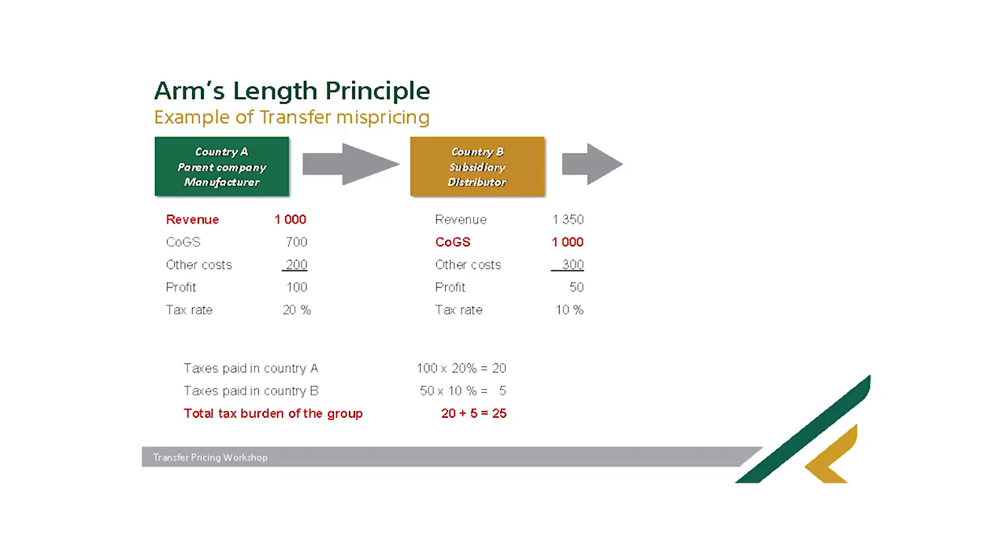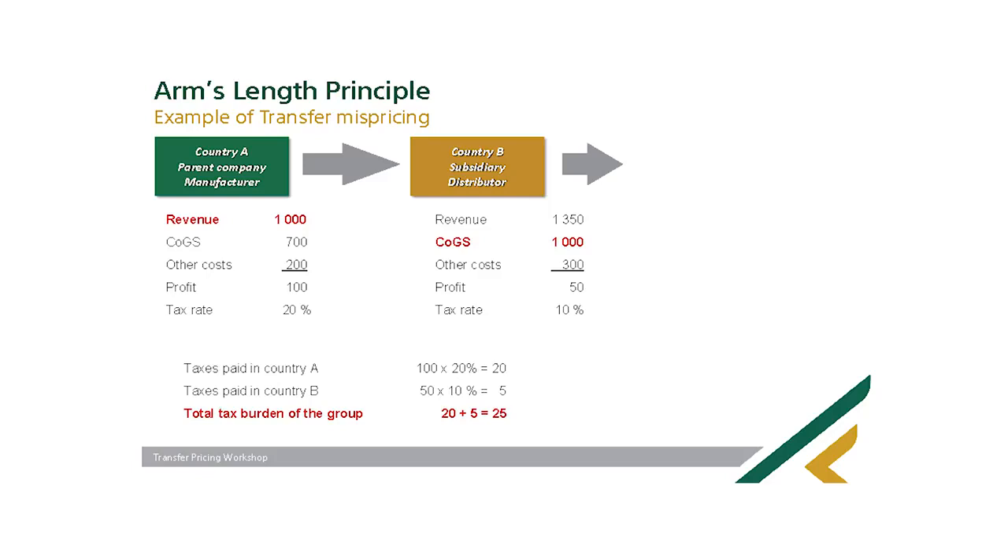The manufacturer has a revenue of 1,000. This is the sales price. This is the TP transaction with a subsidiary in another country. The manufacturer has COGS of 700, other costs of 200. They make a profit of 100. The tax rate is 20, just as in KSA. So they're going to pay 20 in country A.